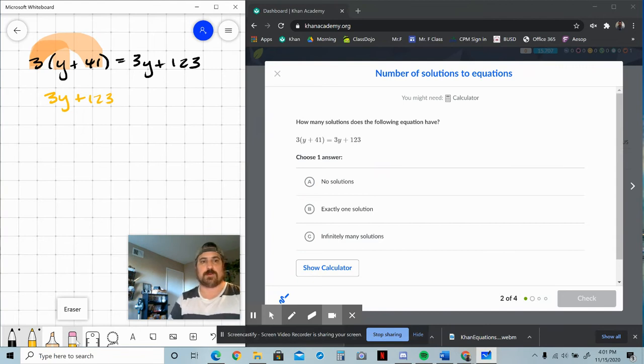Oh, wait a second. 3y plus 123 equals 3y plus 123. The two sides are exactly the same. Guess what that means? x could be anything, or y could be anything. It's always going to be the same. So I know this is going to be infinitely many solutions.